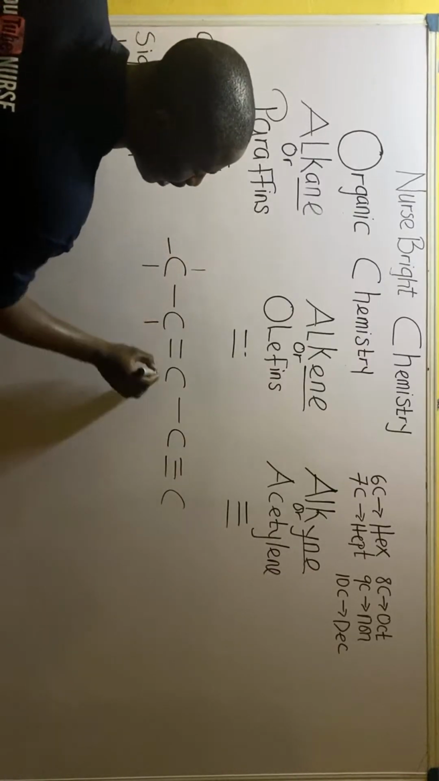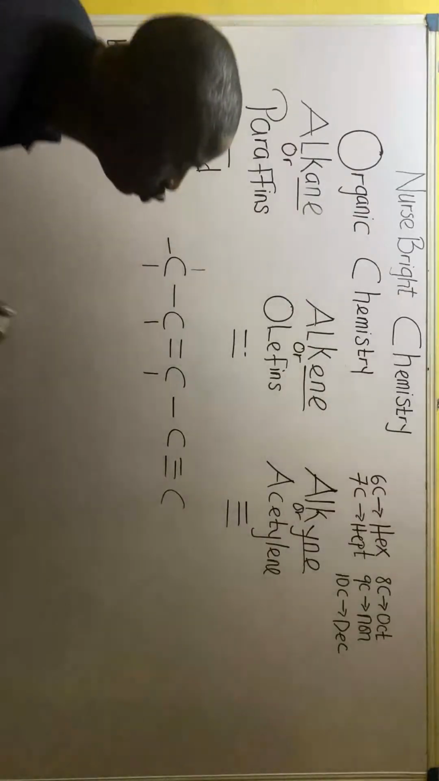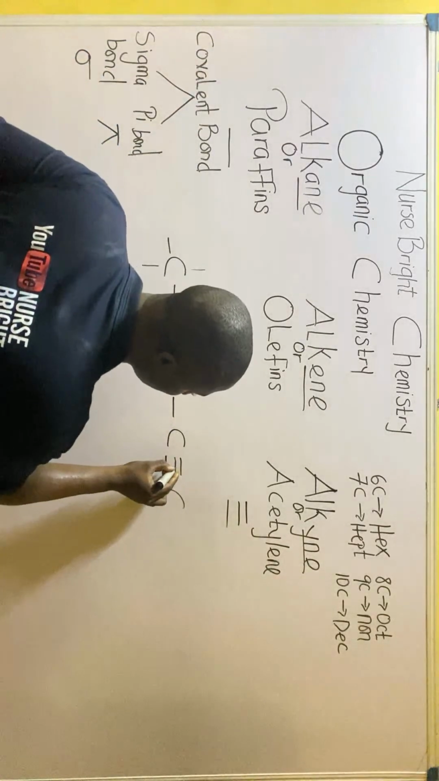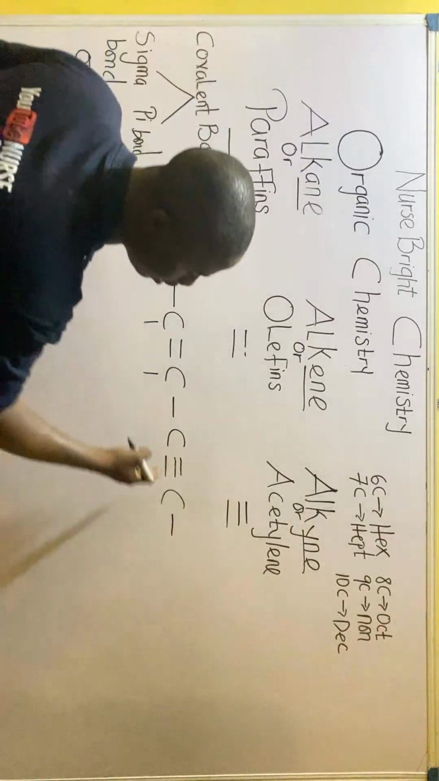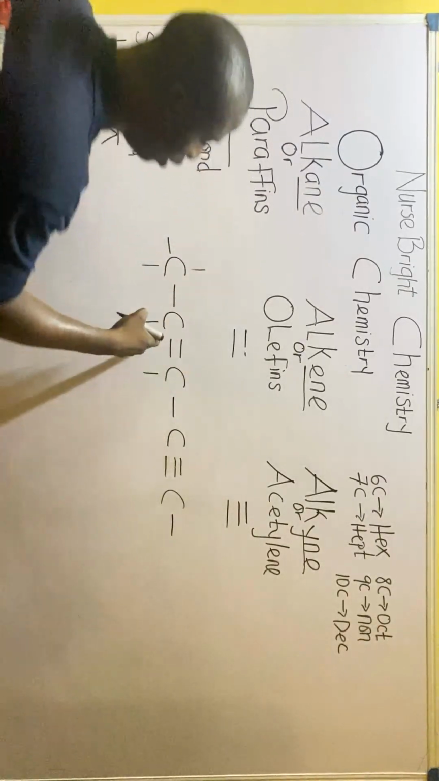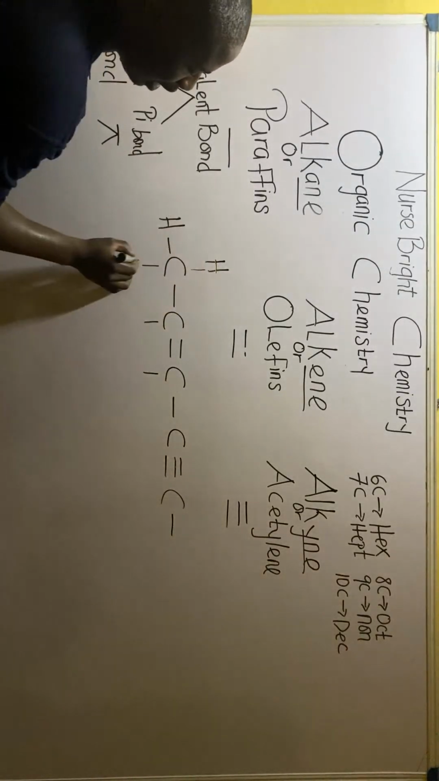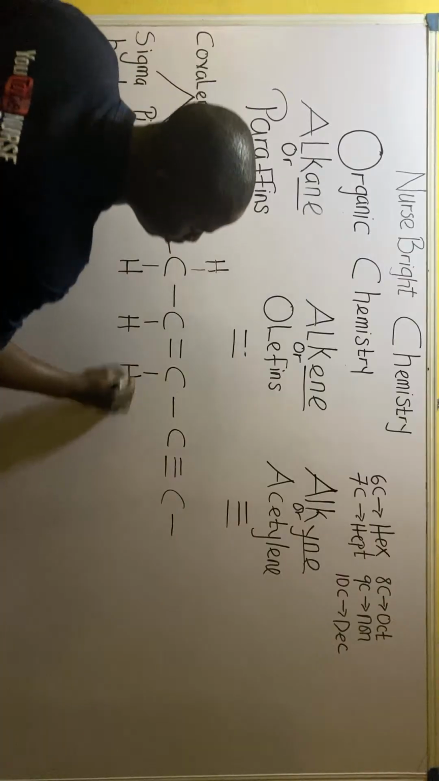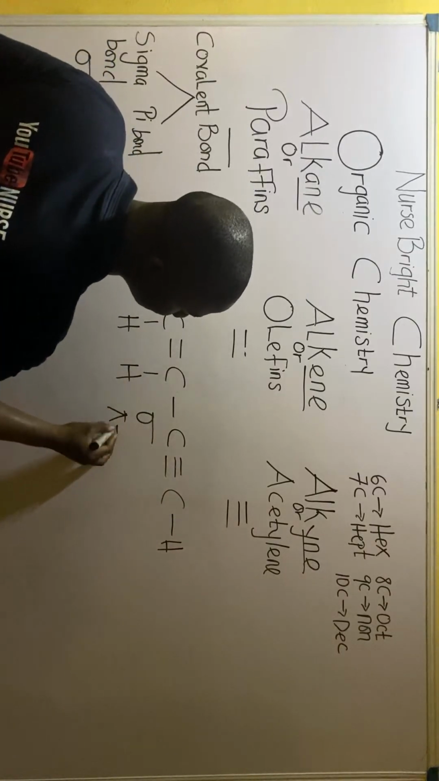So you should not be scared about how to name it. Naming it is simple. I'm not asking you how to name it. I'm asking you to determine the number of pi and sigma bonds. That's my question. So don't stress yourself with the naming yet. It's not important. So here now it has 4. Here has 4. Correct. And hydrogen everywhere. So tell me how many sigma and how many pi bonds are here.